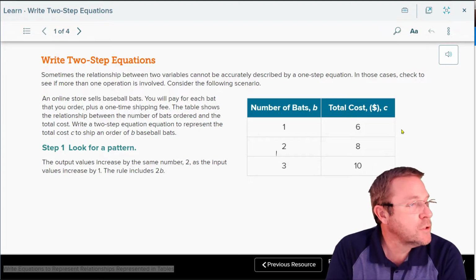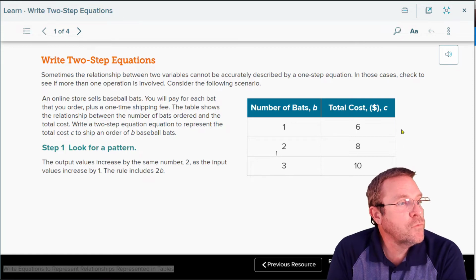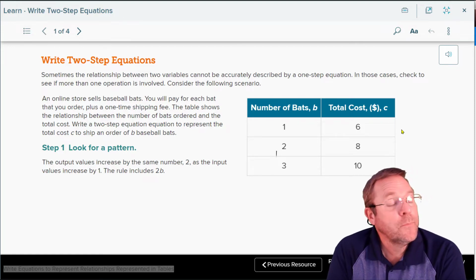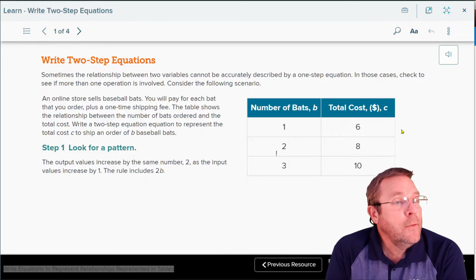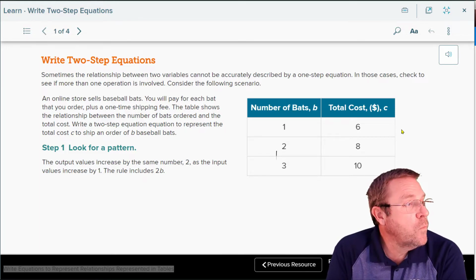Sometimes relationships between two variables cannot be accurately described by a one-step equation. We looked at one of those at the very end of the last video. In those cases, check to see if more than one operation is involved.